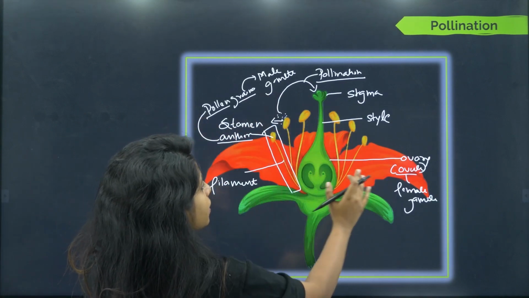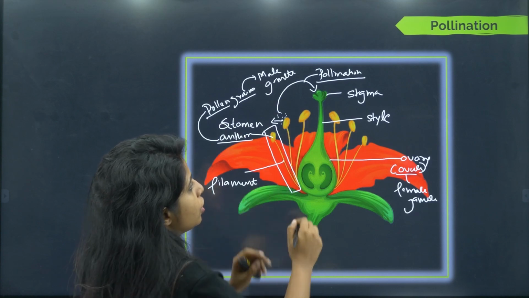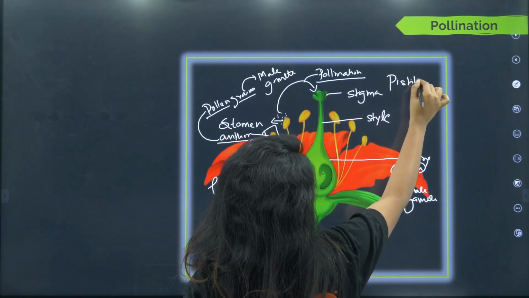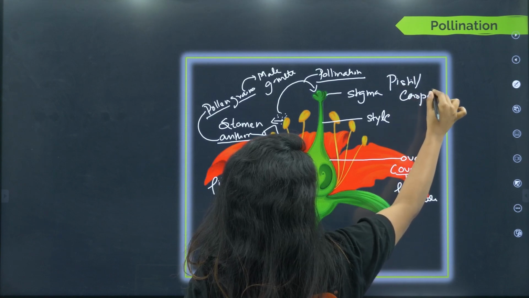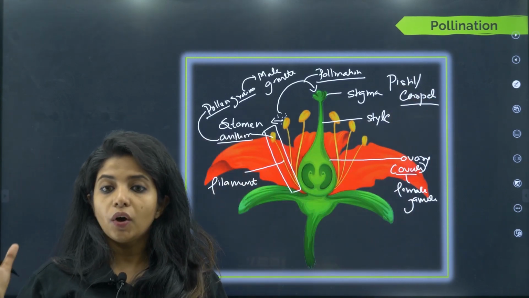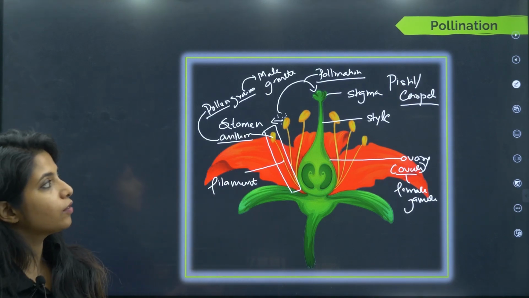Now, it's not necessary that the stamen would always be together with this particular structure. What do you call all of them together? You call it pistil or carpel. So, it's not necessary that a flower will have both structures together. It can be in different flowers, or in different plants as well. So, that is one thing. We will see all of it at once.